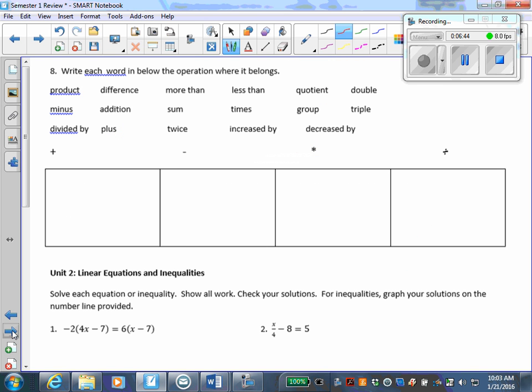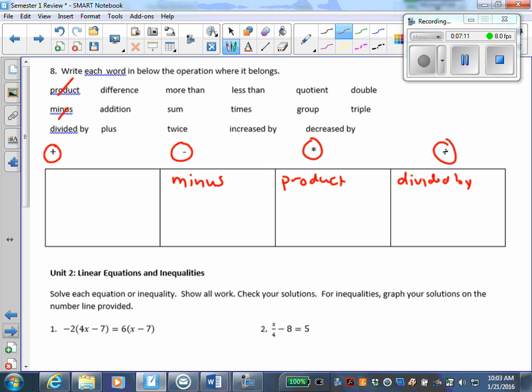Write each word below the operation where it belongs. Okay, so I've got addition right here, subtraction, multiplication, and division. So each of these words belongs in one of these categories. So I'm just going to go through each one. Product is multiply. Minus is subtraction. Divided by goes in the divided by column.